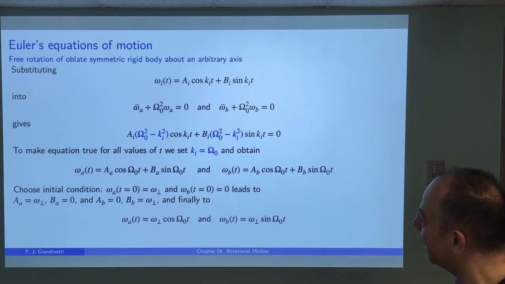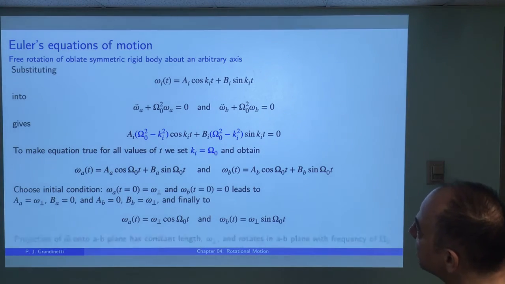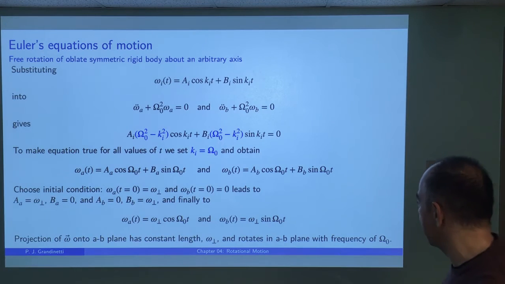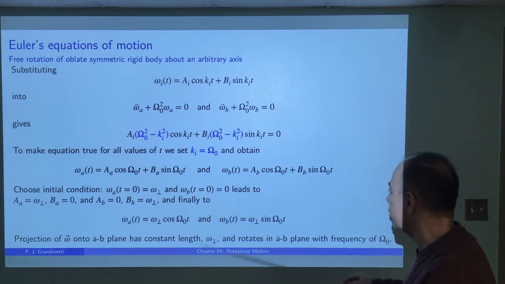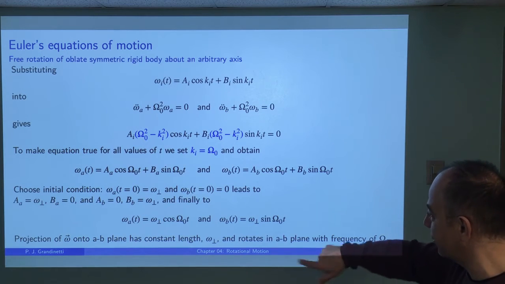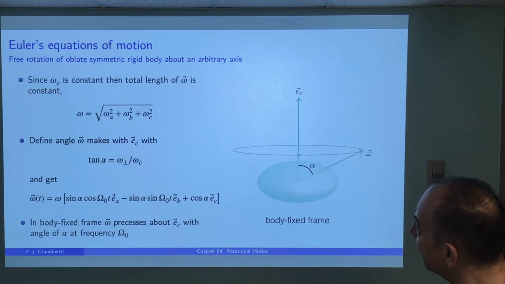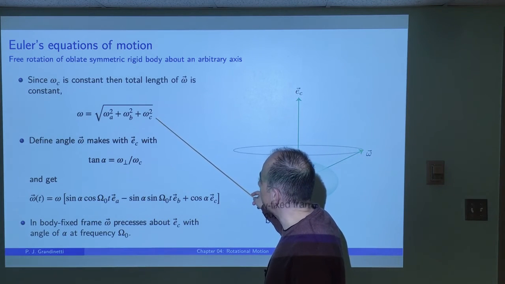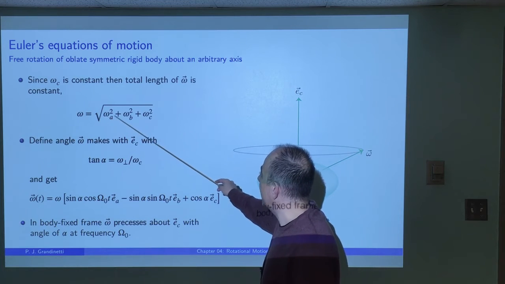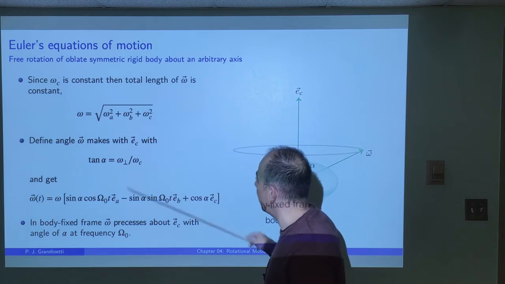Okay, so let's bring it all together with omega C, which we know is constant. You can see right away that this solution is just an oscillation in the AB plane. I forgot to mention that, but we'll see here how this all comes together. The total length of the vector is going to be the square root of omega A squared plus omega B squared plus omega C squared.